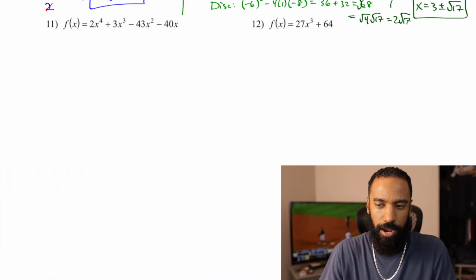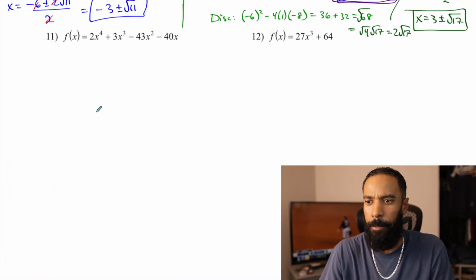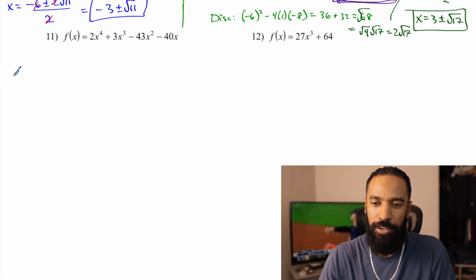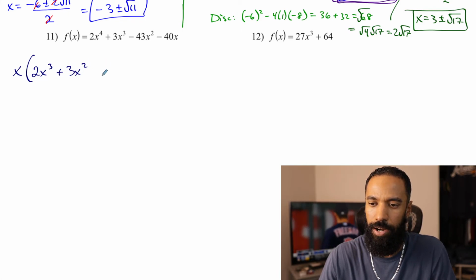All right, that problem took a little bit more time here. I still should finish within the hour, I think. I don't know how big the problems get here. Not another factoring by grouping, but there is, once again, another common factor here. There's a common factor of x, and I get 2x cubed plus 3x squared minus 43x minus 40 equals 0.